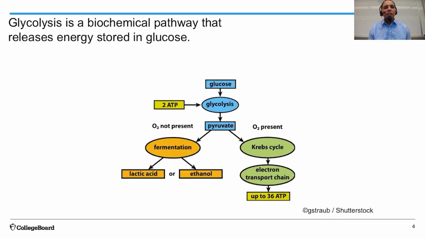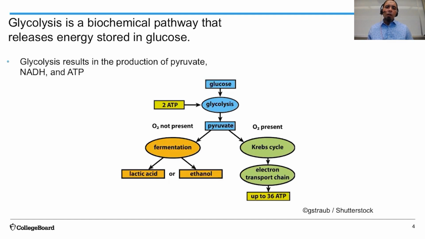So glycolysis is a biochemical pathway that releases energy stored in glucose. So I have an image here. You may want to draw a picture of it and maybe annotate it as we go. So glycolysis results in the production of pyruvate, NADH, and ATP. Again, NADH being a carrier molecule, ATP, right, is going to be used for energy, and then we have our pyruvate. And so there's our pyruvate there in the middle in that red box. As you can see, glucose to glycolysis to pyruvate.